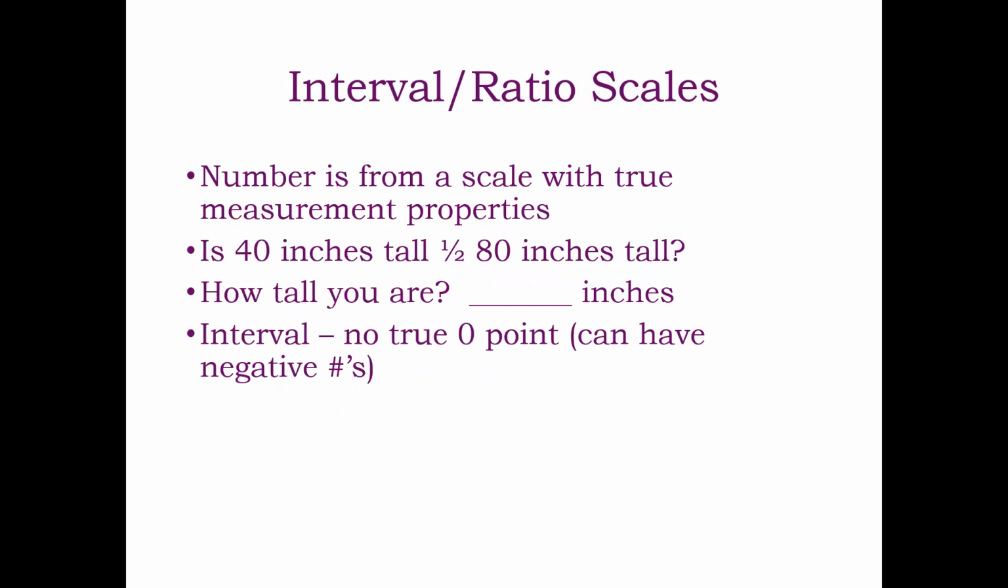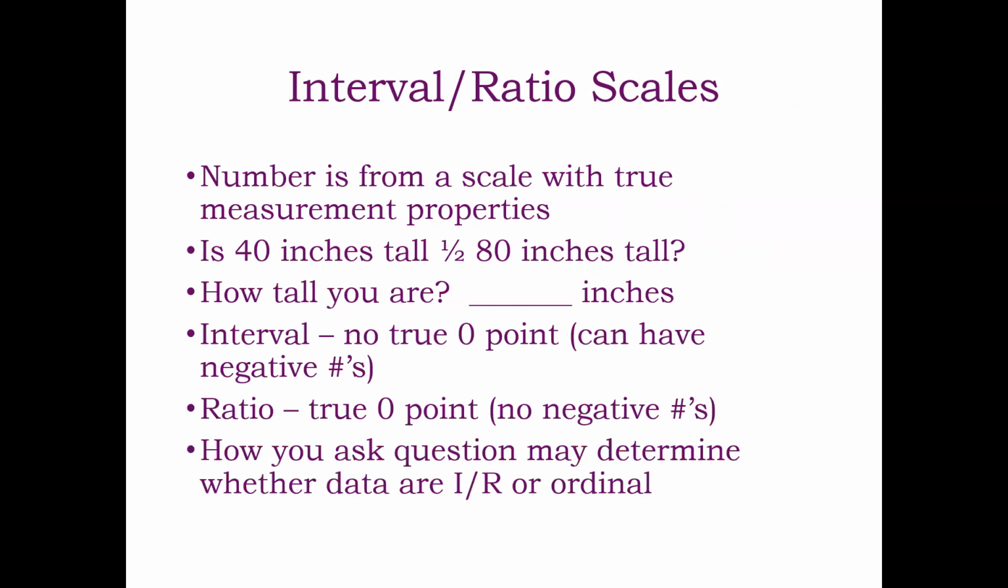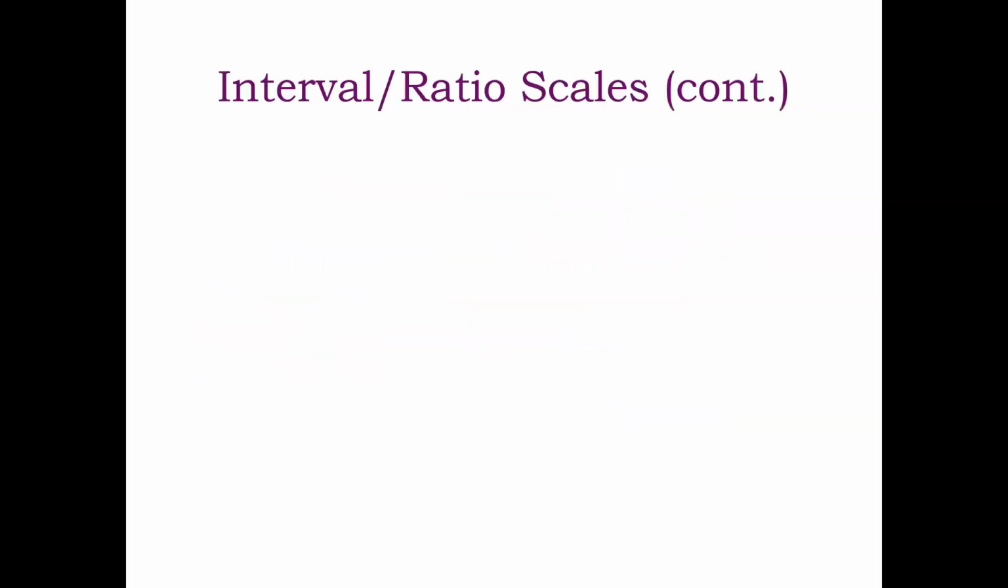The only difference, interval variables have no true zero. You can have negative numbers if you want. Ratio has a true 0 point. No negative numbers, right? As far as statistical software goes, for the most part, for your level of statistics, it doesn't matter whether there can be a 0 and so forth. How you ask a question will determine, in some cases, whether data are interval ratio or ordinal, right?